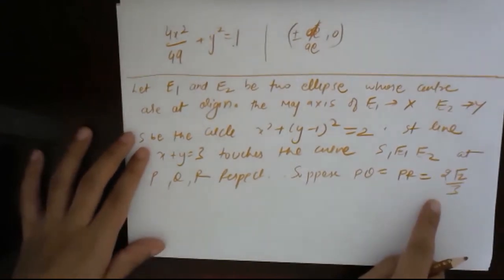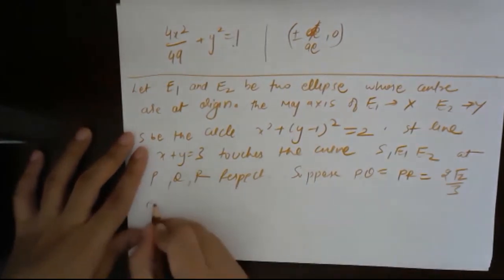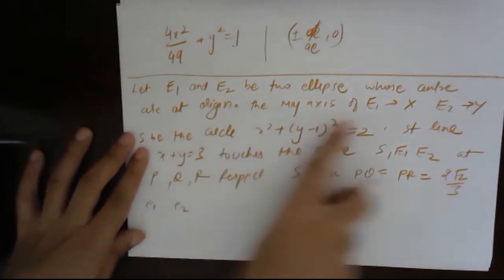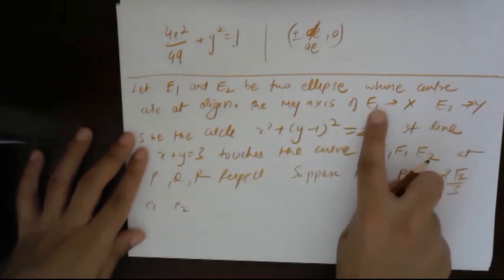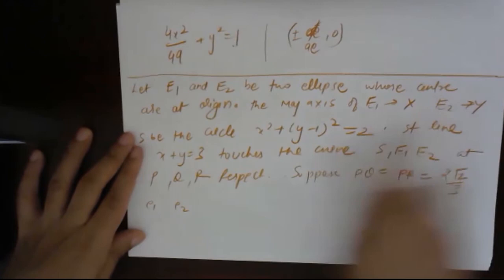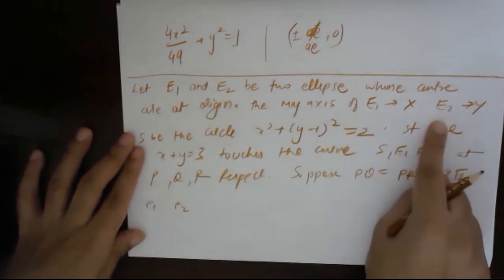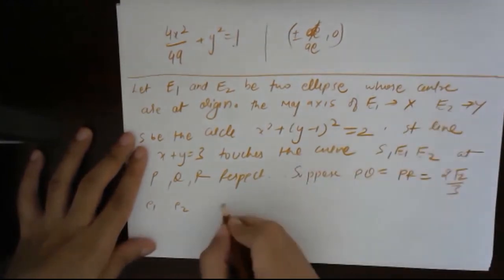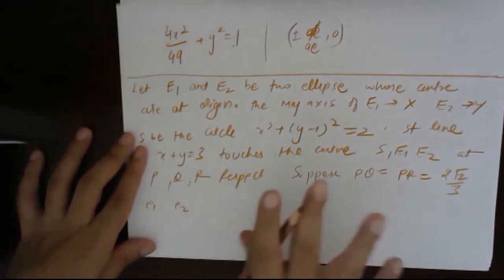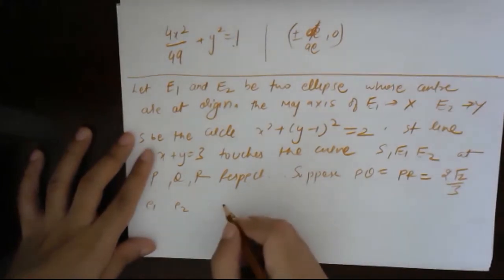And if e1 and e2 be the eccentricity of the given ellipse, e1 is the eccentricity of capital E1 and small e2 is the eccentricity of capital E2. Then which of the following is correct? Then they have given you 4 options. You have to check which of the following is correct.